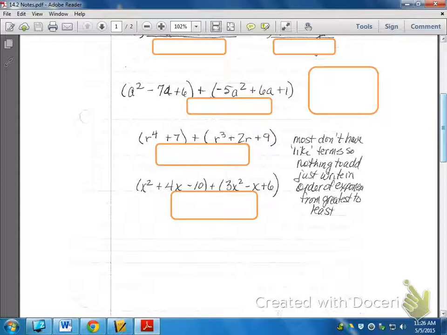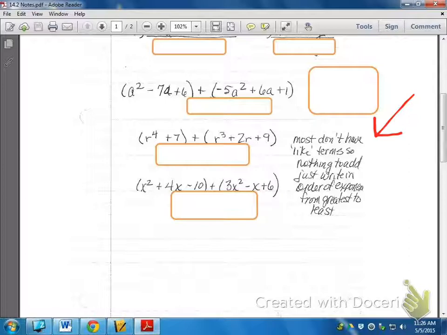Okay, I have a note to the side here for you. And it says most don't have like terms. I don't know if we want to say most, but a lot of them don't have like terms, so nothing to add. So just write in order of exponents from greatest to least. That's called standard form. When you look at the exponents from greatest to least, from left to right, that's standard form.